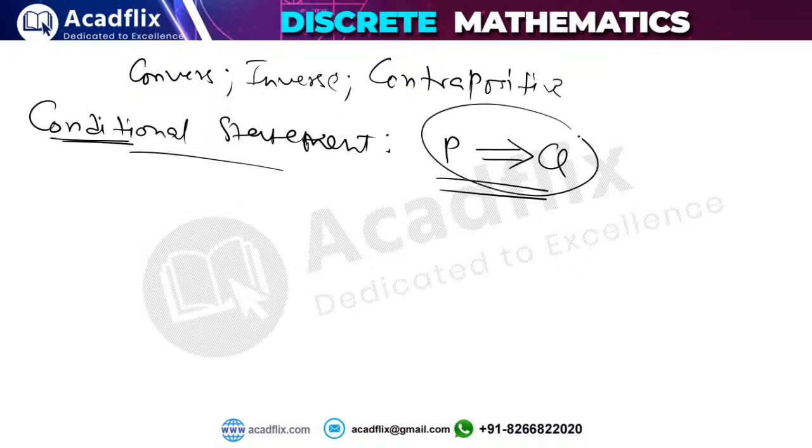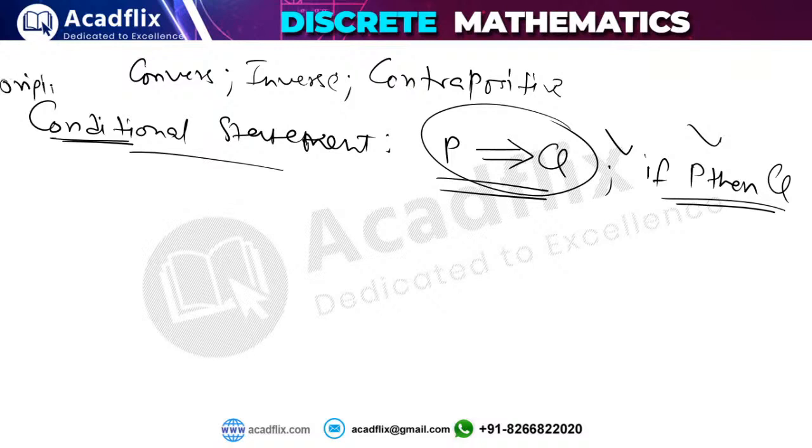If you have this statement, P implies Q, how do you read it? You read it like this: if P, then Q. This is your original conditional statement. Let's assume right now in your hand you have this conditional statement, P implies Q.